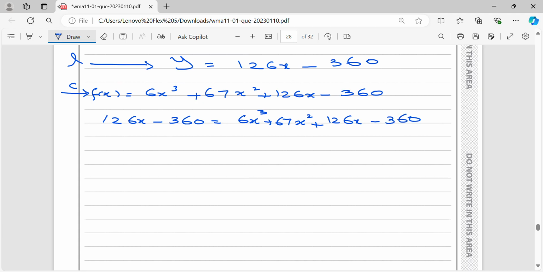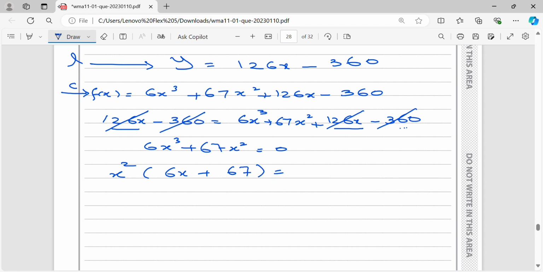Now 126x is here and 126x is here, so I can cancel it out, because when I bring it to the other side, it will be 0. Negative 360 is here and negative 360 is here. If I take it to the other side, both will be 0. So 6x cubed plus 67x squared equals 0. x squared is common, so 6x plus 67 equals 0.